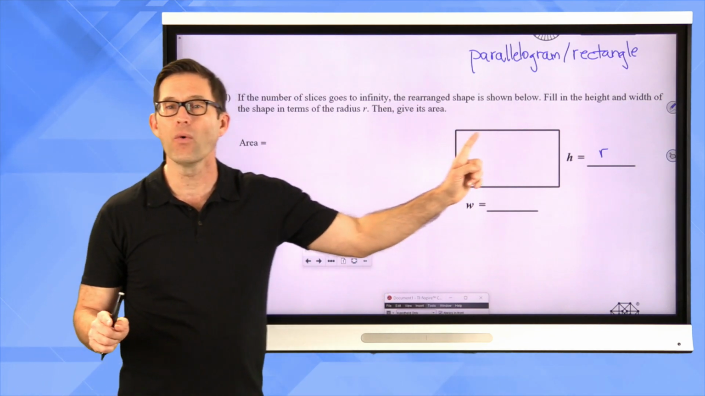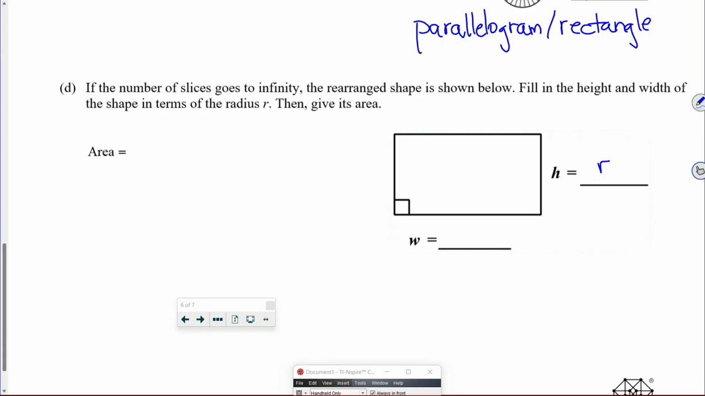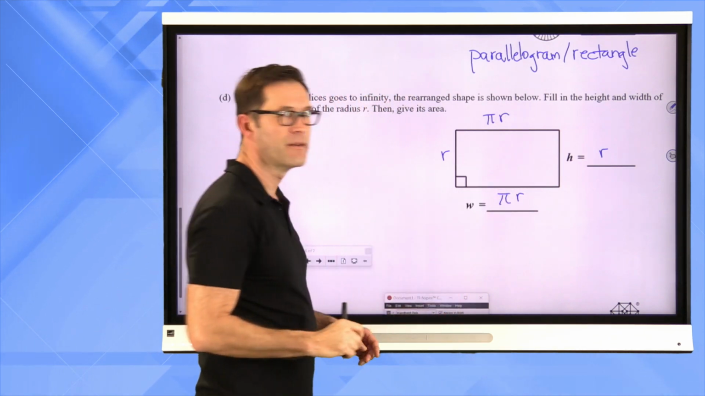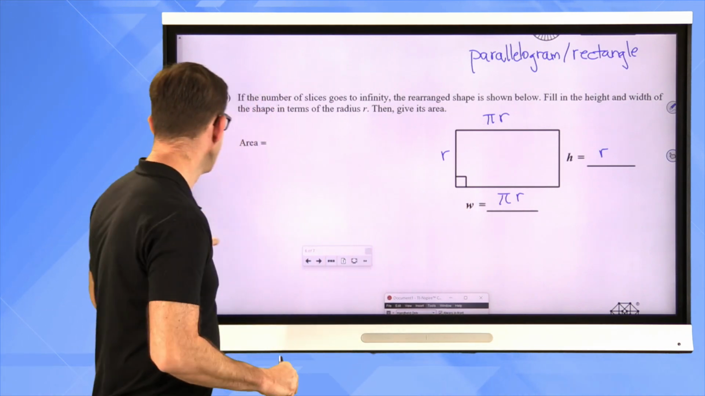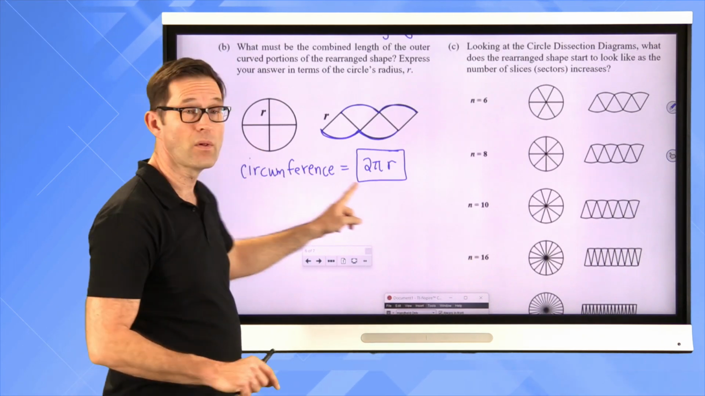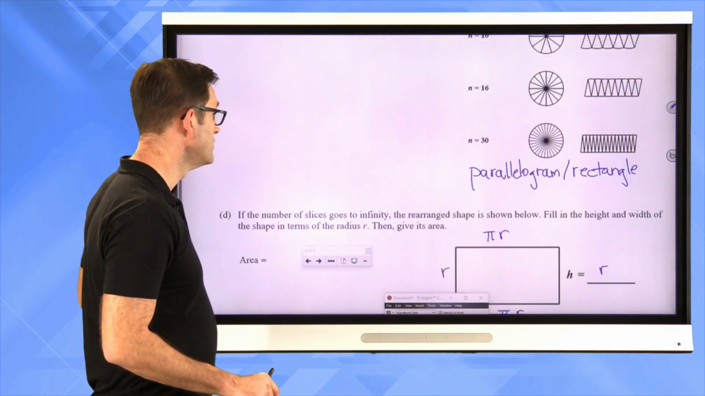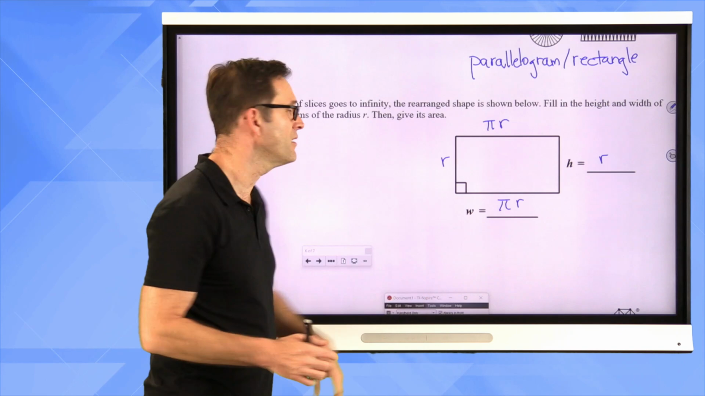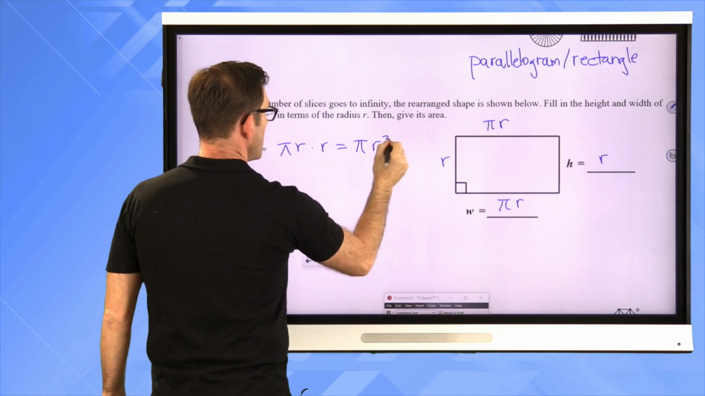Now we knew that in total we had 2 pi r. So both the top and the bottom were 2 pi r, which means that that has to just be pi r. In fact, we have a rectangle that looks like this: r here, pi r there, and pi r there, because the curved portions in total are 2 pi r, the top and the bottom combined. So I have pi r and pi r, but that means the area, remember, is the base times the height, pi r times r, and that's pi r squared.